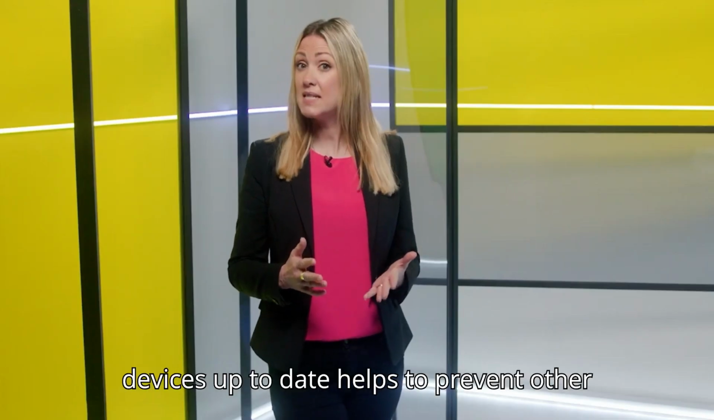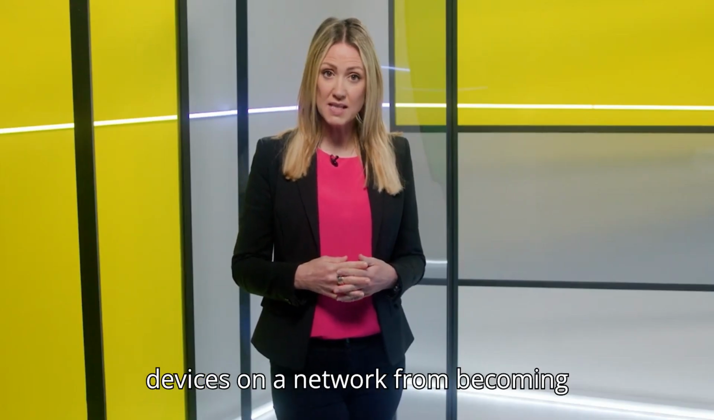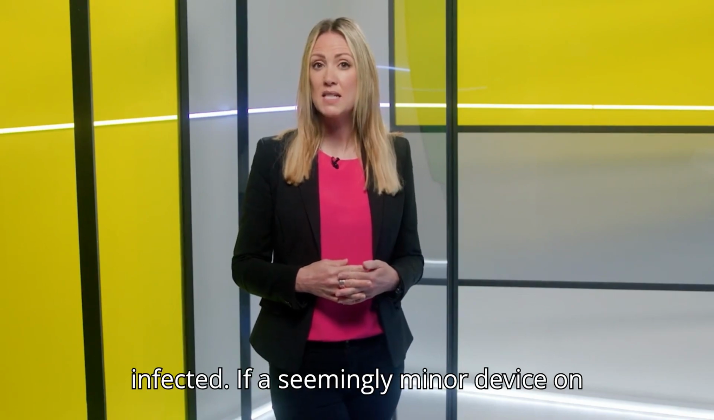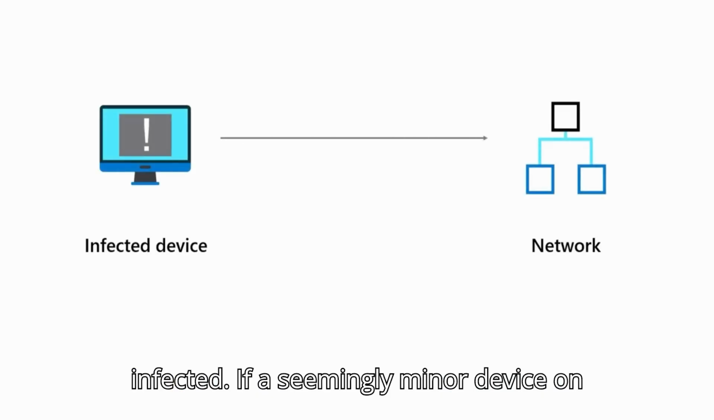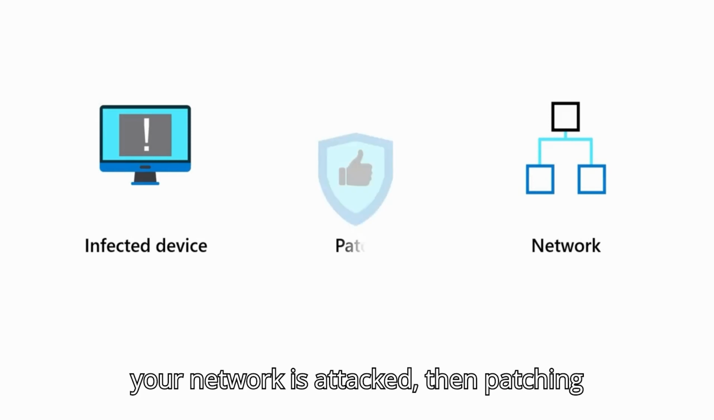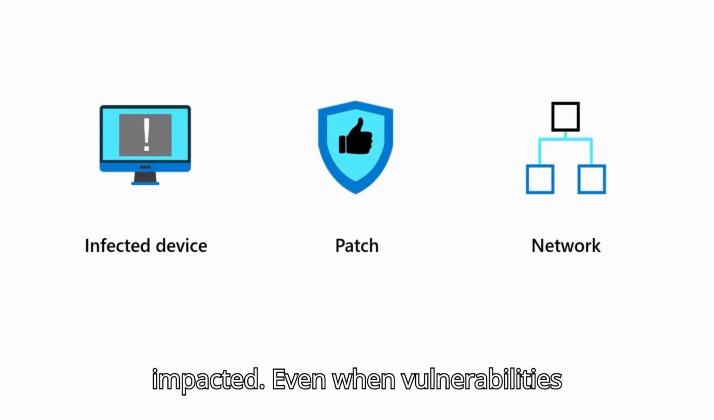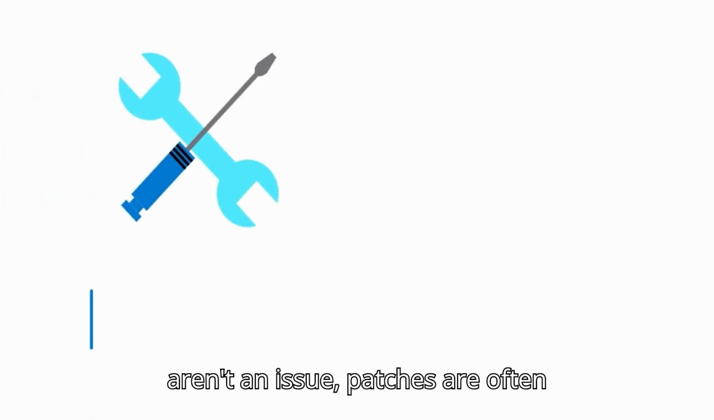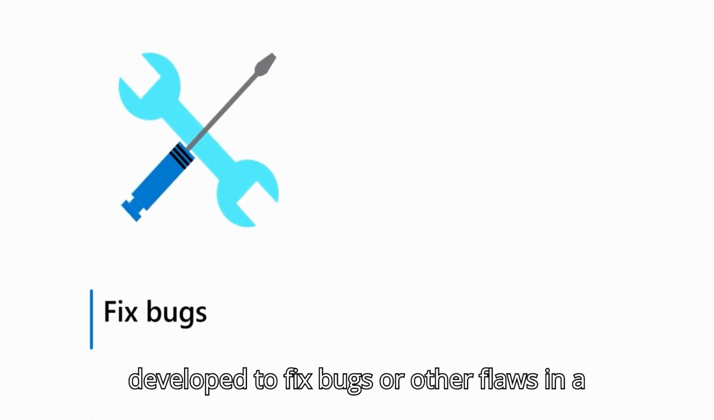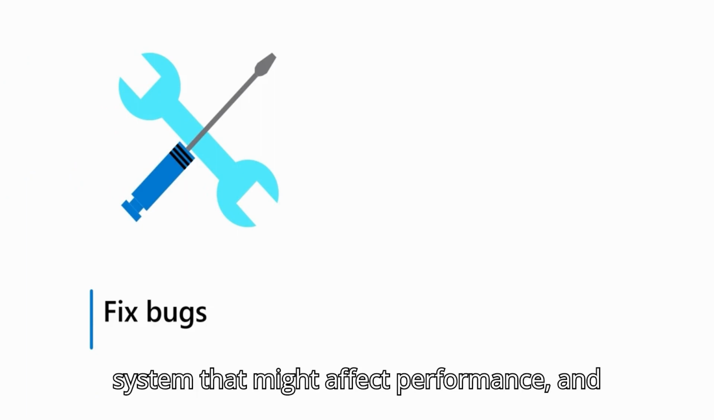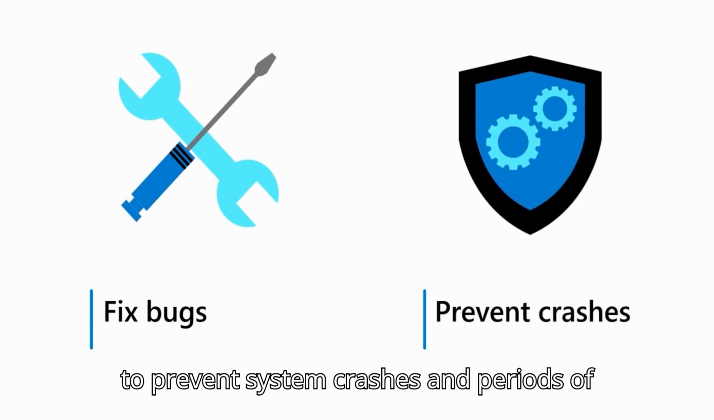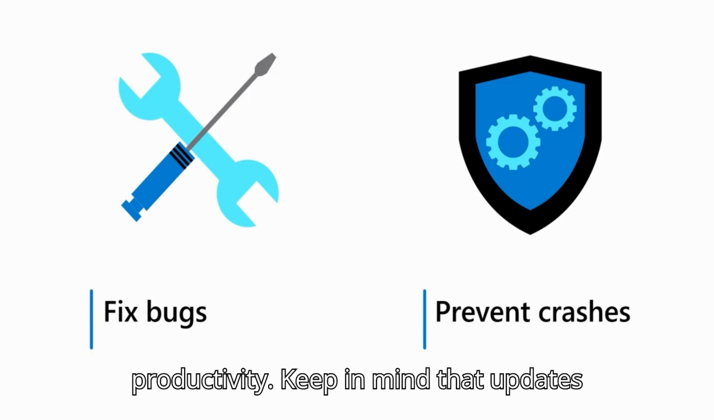Keeping devices up to date helps to prevent other devices on a network from becoming infected. If a seemingly minor device on your network is attacked, then patching it could potentially seal a gateway through which more important systems are impacted. Even when vulnerabilities aren't an issue, patches are often developed to fix bugs or other flaws in a system that might affect performance, and to prevent system crashes and periods of offline activity that would halt productivity.